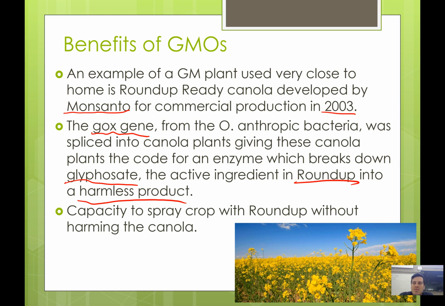And so this is really great because now we can go and spray all this canola from a plane or from your tractor directly with a bunch of Roundup, and it will kill off all of the little weeds that are growing, but the canola itself is happy, okay, and it's going to grow nice and big, okay? So that's a really clear benefit of using a GMO.